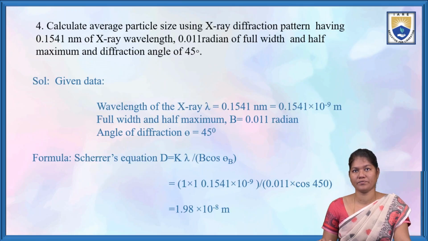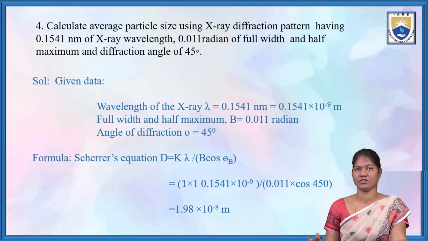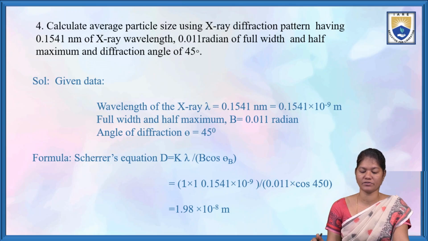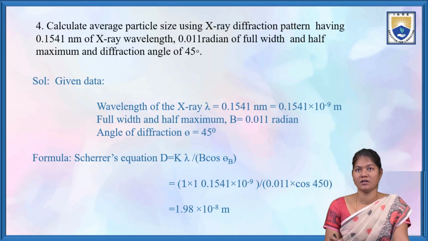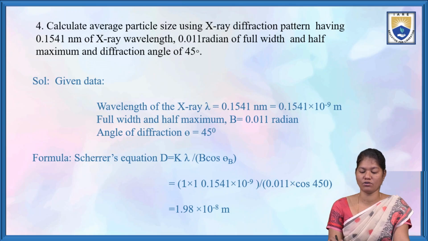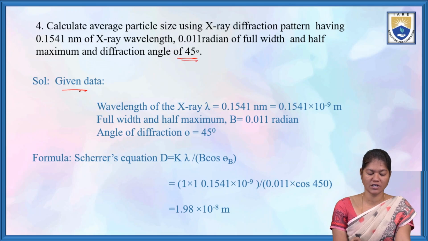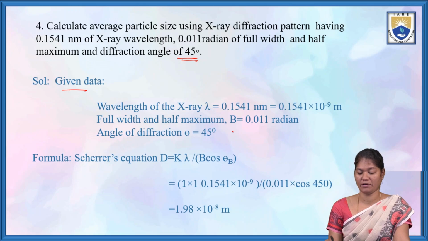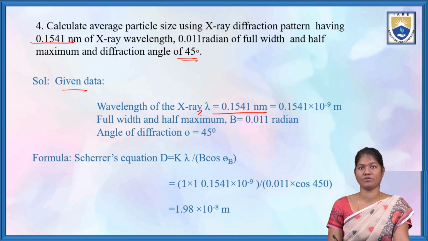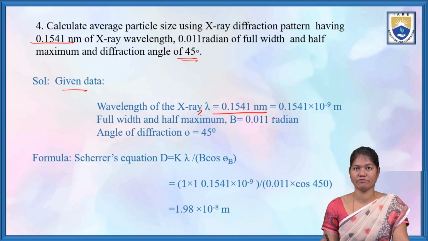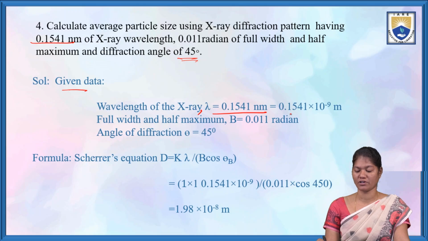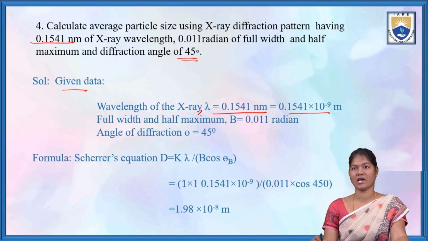Calculate the average particle size using an X-ray diffraction pattern having 0.154 nanometers of X-ray wavelength, 0.011 radian of full width at half maximum, and a diffraction angle of 45 degrees. The given data is the wavelength of X-ray, lambda, equal to 0.1541 nanometers. Converting nanometers into meters, 0.1541 into 10 power minus 9 meters.